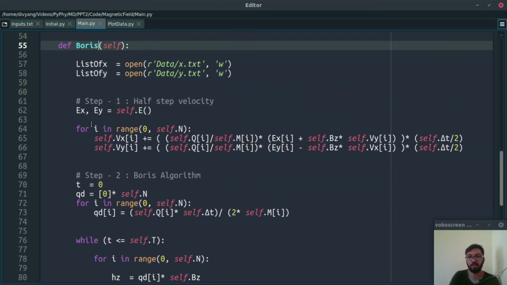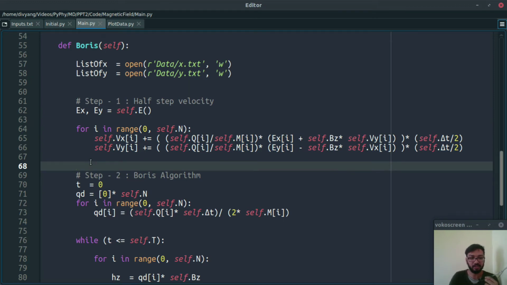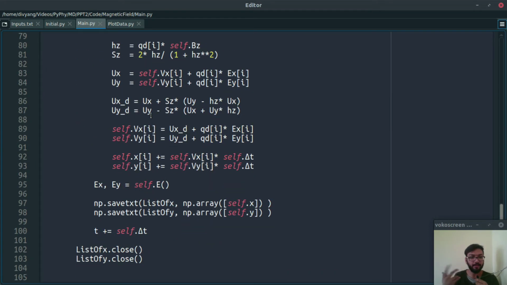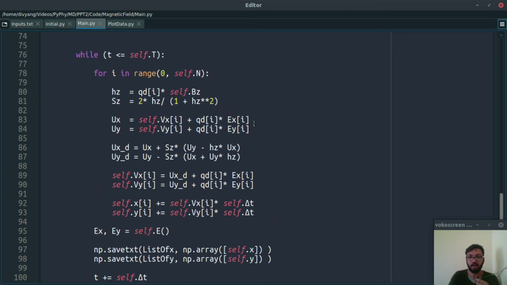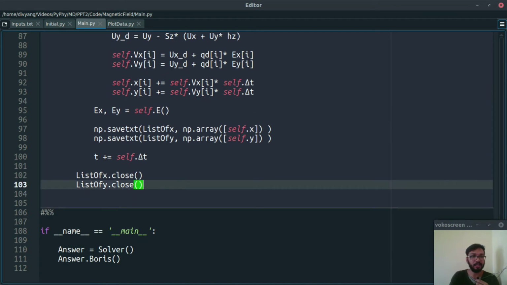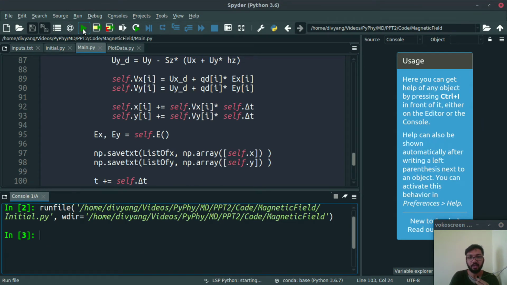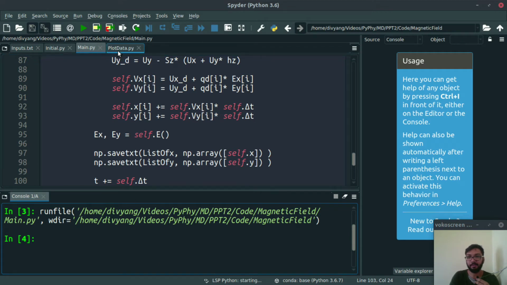So here also I am first finding the half velocity. This is the initialization part of this Boris algorithm, guys. Next is my actual Boris algorithm. Okay, so as we are dealing with a two-dimensional world, many complicated equations became very easy, right? So this is my Boris scheme, okay? And yes, after running this code, we will have coordinates at the tth time, right? So let's run this and see what we are getting. Okay, so yes, the process is completed.